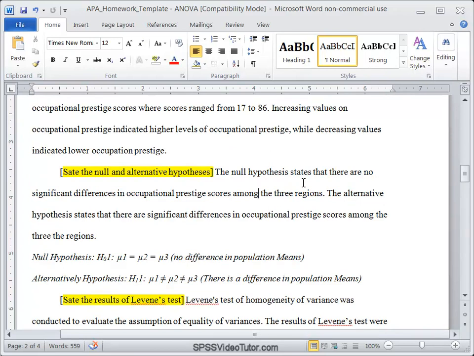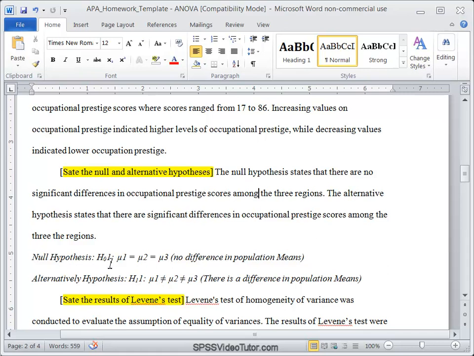The null hypothesis states that there are no significant differences in occupational prestige scores among the 3 regions. The alternative hypothesis states that there are significant differences in occupational prestige scores among the 3 regions. So the null hypothesis always states that there are no differences, and the alternative hypothesis states that there are differences. Okay? Now, here is the mathematical notation.